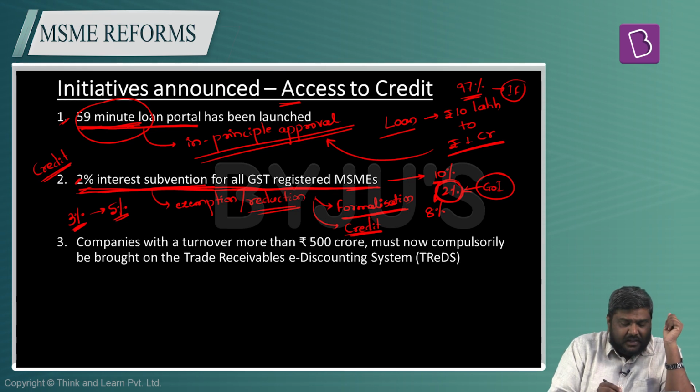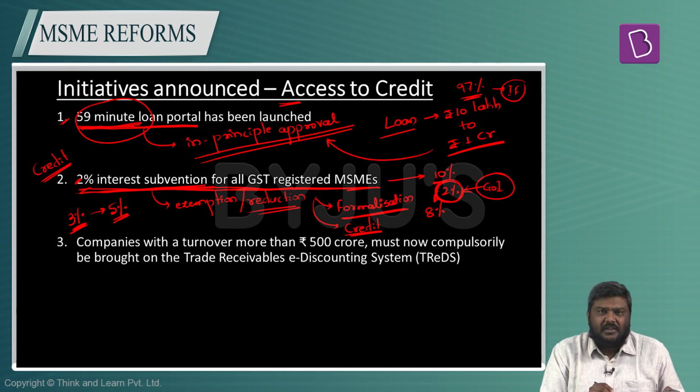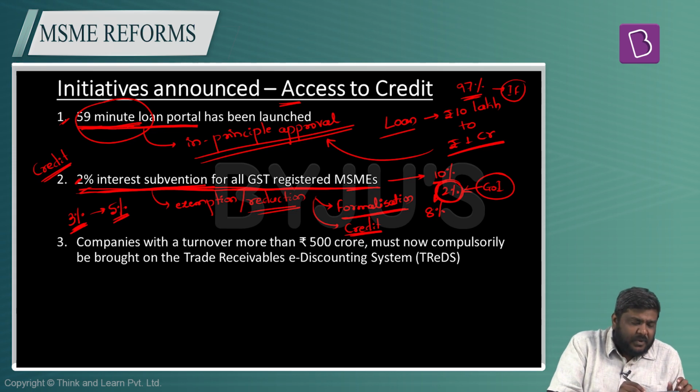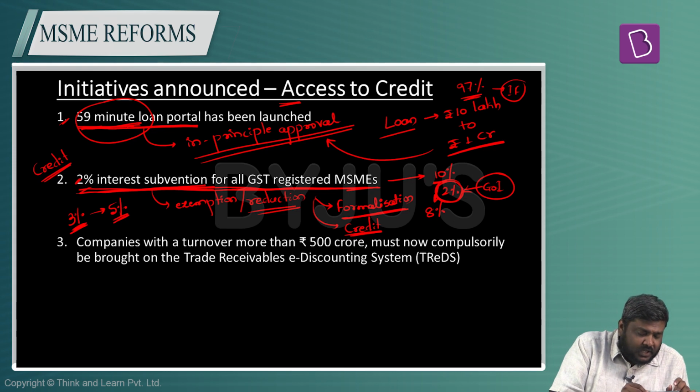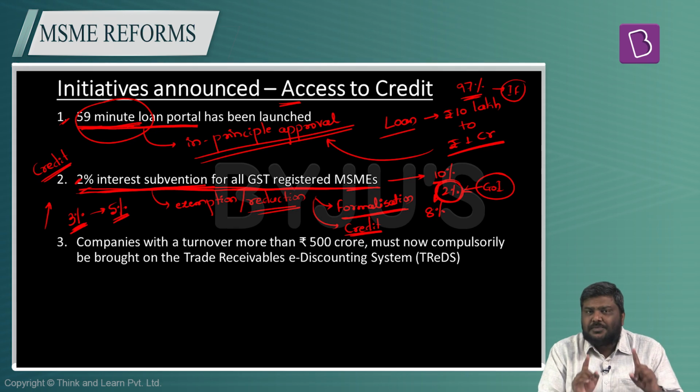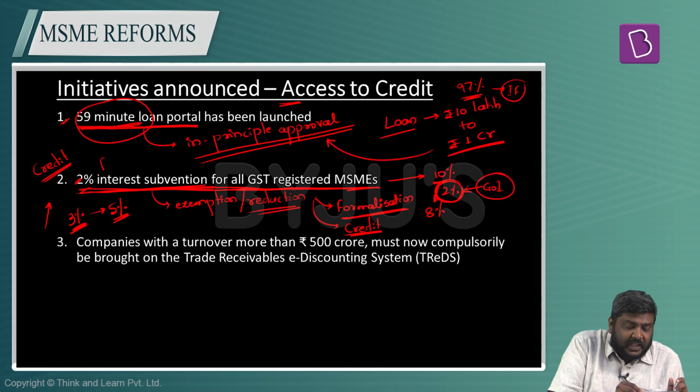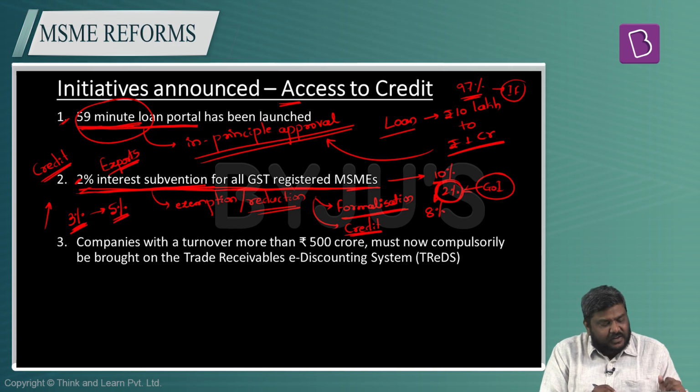By increasing the subvention or the rebate from 3% to 5%, which again simply means exemption or reduction of rate of interest, the Government of India is ensuring that there is a huge availability of export credit at a cheaper rate of interest. This will play a very important role in promoting more and more exports from India. So this is the second reform.